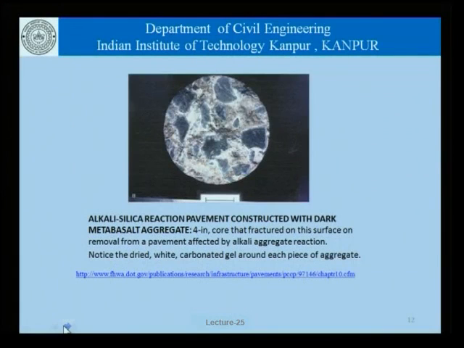This here is another picture of alkali silica reaction in the pavement with a dark metabasalt aggregate, and we can see that around these aggregates, all of which are reactive, there is a very clear carbonated gel. This is the gel that is formed on the rim of these aggregates, and that is what we were talking about in the previous discussion and also today earlier on.